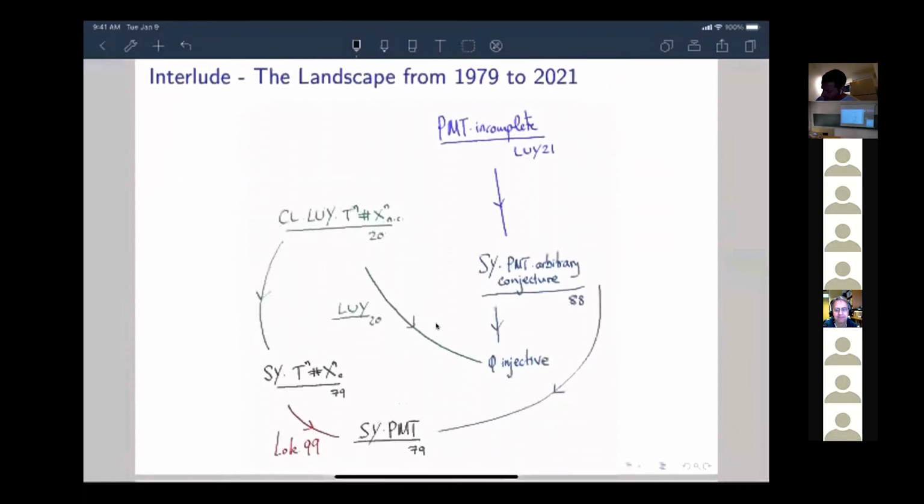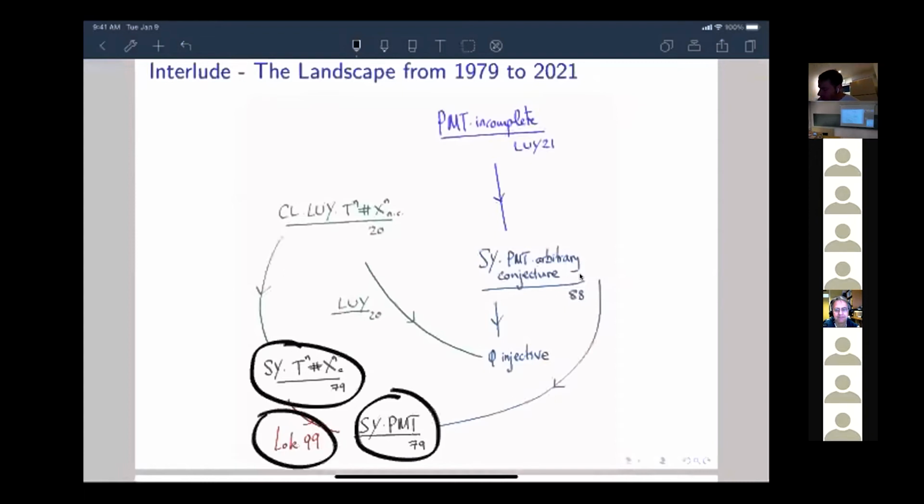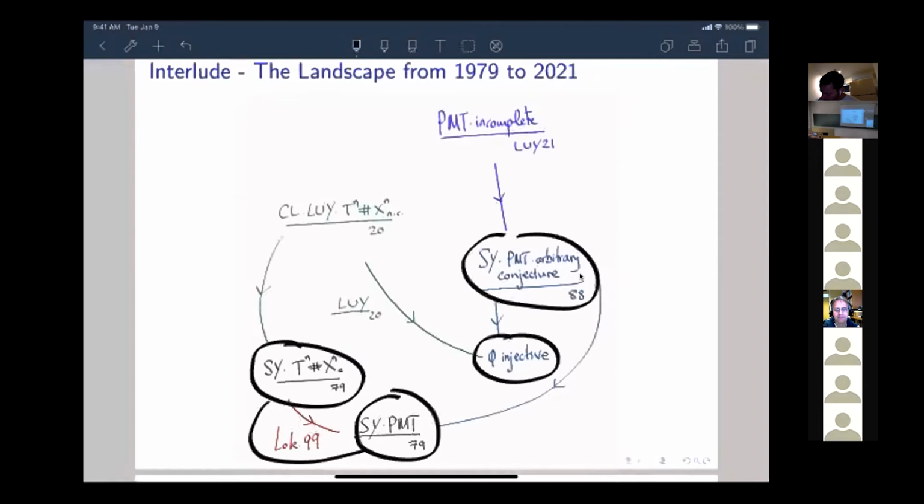And so the landscape looks a little like this. You have the original PSC results of Schoen-Yau in 79. You have the original Schoen-Yau PMT, the positive mass theorem. Then you have Lohkamp, which offers the compactification in 1999. I should have mentioned first, the 88 paper where they put forward the positive mass theorem with arbitrary ends. That's a conjecture. They prove that this means phi is injective. But then in 1999, Lohkamp reduces PMT to the geometric statement that there's no PSC metric on the torus connect sum.